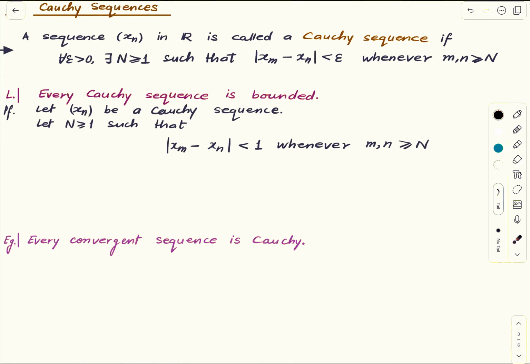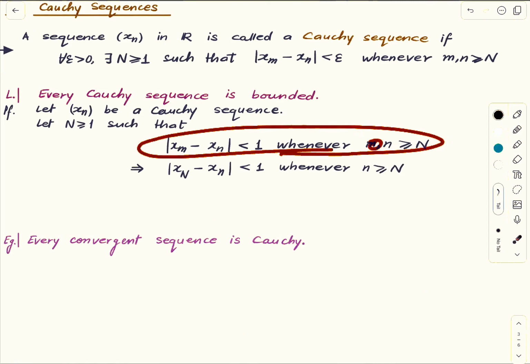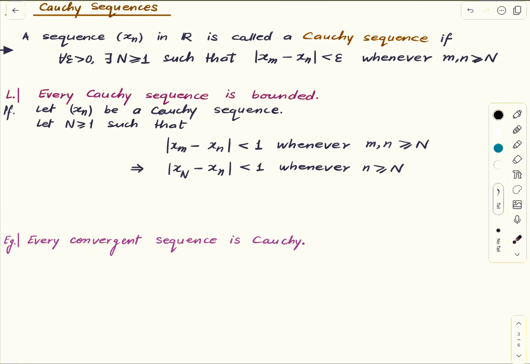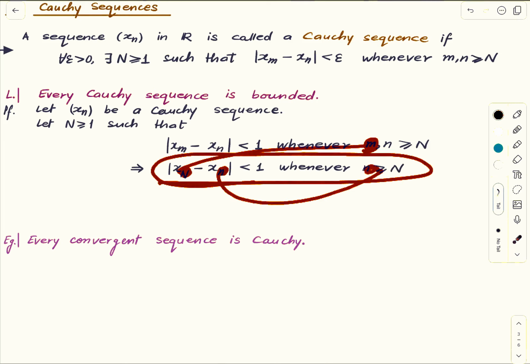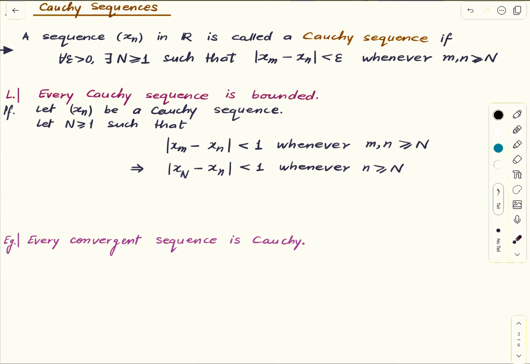So therefore, in particular, we have this happens whenever n is at least capital N. So what happened here? This was true whenever m and n were at least capital N. So we just chose little m as capital N and left little n as a dummy variable. Okay. So therefore, just by the straightforward triangle inequality, we see that this is the case.